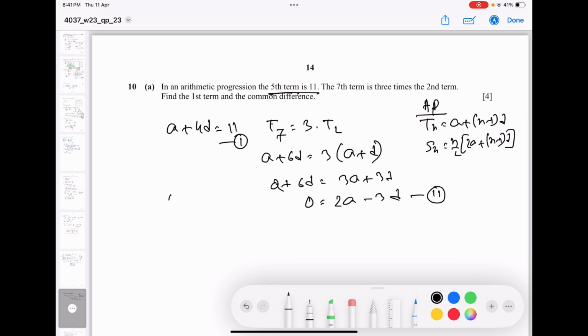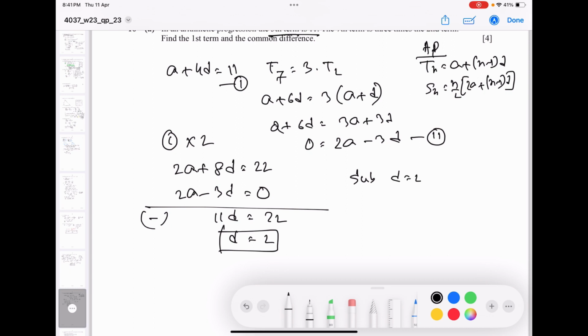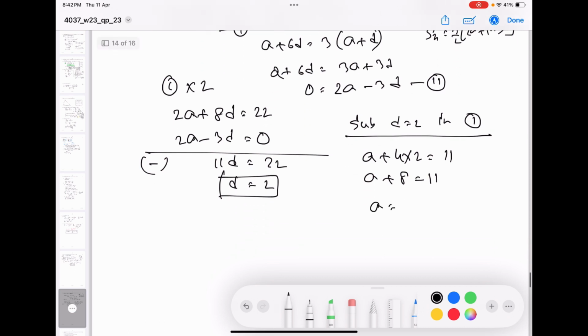Fine. Multiply equation 1 by 2. So 2a plus 8d equals 22, and 2a minus 3d equals 0. Let us subtract. 11d equals 22. So d equals 2. Done. It's a very good question. And substitute this value in equation 1. Substitute d equals 2 in equation 1. a plus 4 times 2 equals 11. a plus 8 equals 11. a equals 11 minus 8, that is 3. So the first term and common difference we have got.